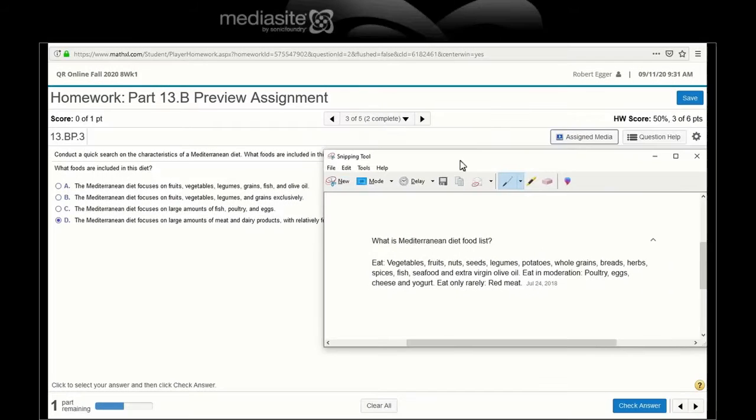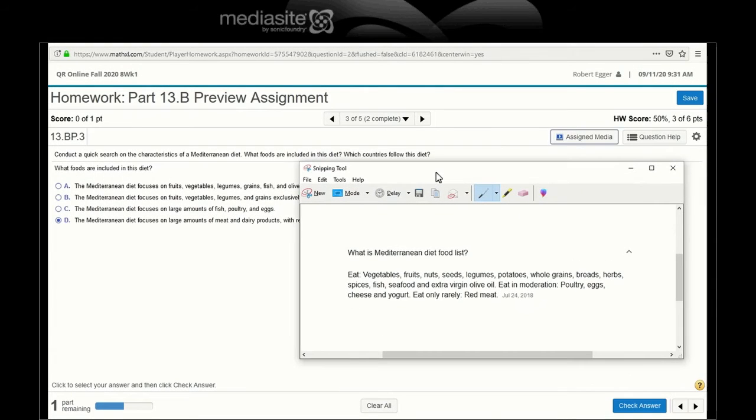And let's see. So what does Mediterranean diet food look like? Vegetables, nuts, fruits, seeds, legumes. That's beans, by the way. Potatoes, whole grain breads, herbs, spices, fish, seafood, extra virgin olive oil. In moderation, poultry, eggs, cheese, and yogurt. And eat only rarely red meat. Well, that definitely counts me out of this diet.